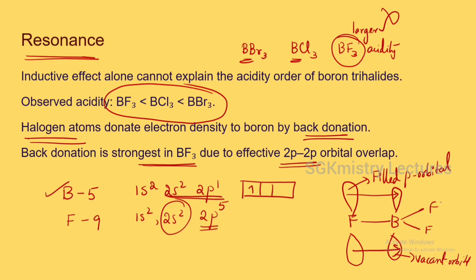Now here, this is how the back donation takes place from the filled orbital of fluorine towards the vacant orbital of boron. Because of this back donation itself, in BF3 it is highly effective, as I already told, mainly because of the 2p orbital overlap. So here the back bond is formed. This type of back bonding mainly results in the lower acidity of BF3, right?